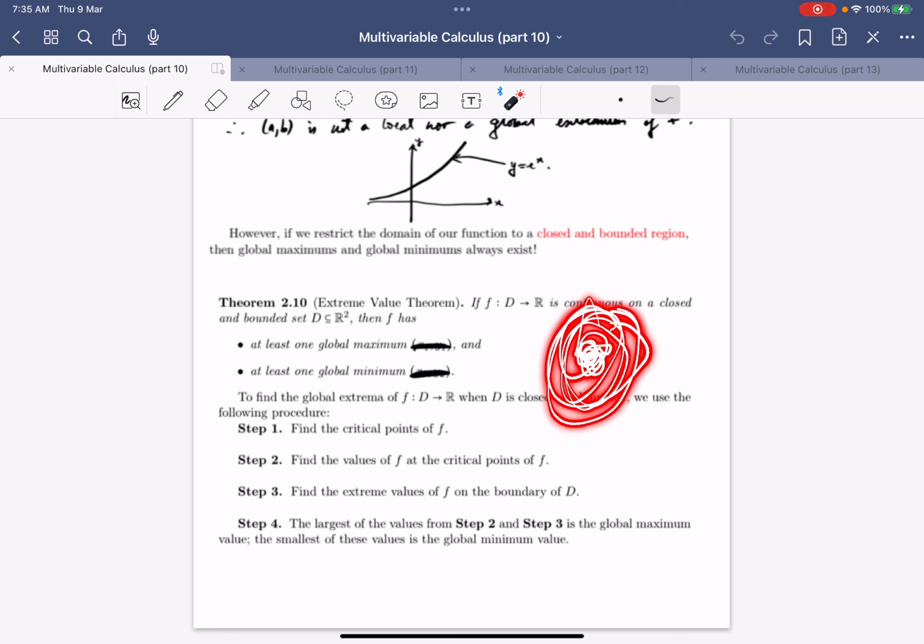Then you consider the boundary case separately, because you don't know how the critical points will behave there. Along the boundary you find the maximum and minimum, and you compare the values between these two. Whichever is bigger is the global maximum, and whichever is the smallest is the global minimum.